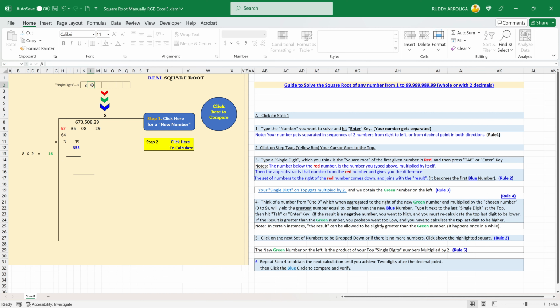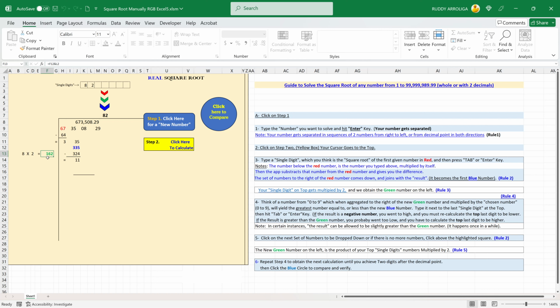We choose 2, we hit tab or enter, we get our 16 converted to 162 times 2 equals 324. Subtraction happens again, gives us our result, which is lower. Generally, this number must be lower than this green number. There will be some exceptions. Sometimes it will be equal or a little bit bigger.